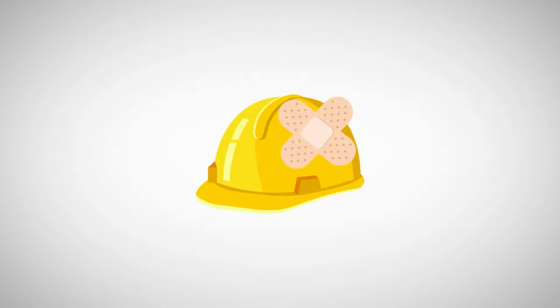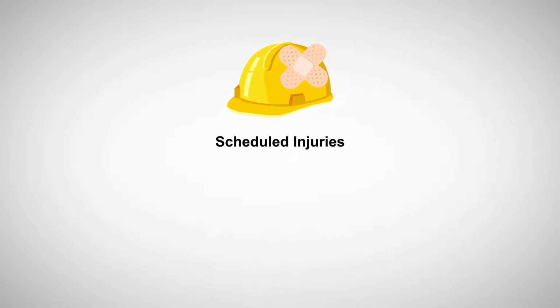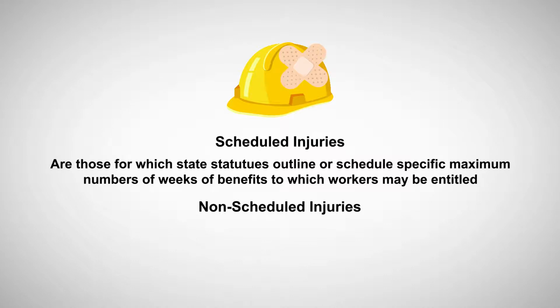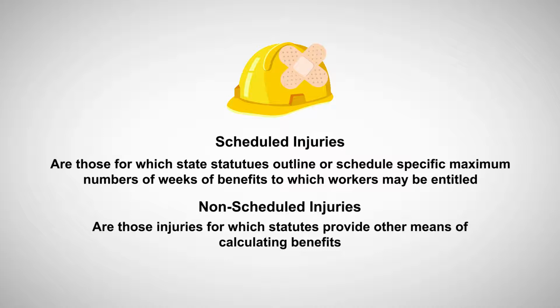The types of injuries that workers suffer in a workers' compensation case can be separated into two categories: scheduled and non-scheduled. Scheduled injuries are those for which state statutes outline or schedule specific maximum numbers of weeks of benefits to which workers may be entitled. Non-scheduled injuries are those injuries for which statutes provide other means of calculating benefits.